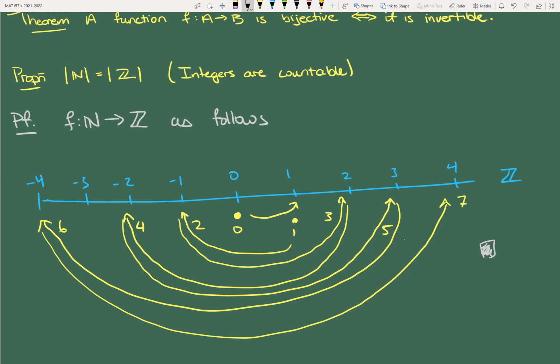Can we do n/2 for all evens and -(n+1)/2 for all odds, as an inverse map? Divyansh, is that what you're trying to do to show that it's bijective?